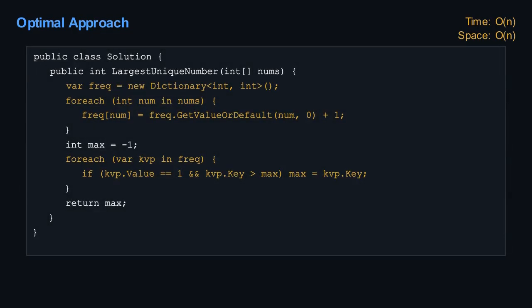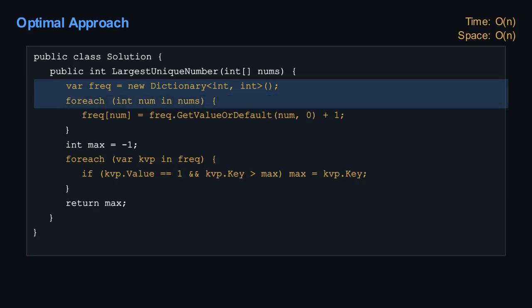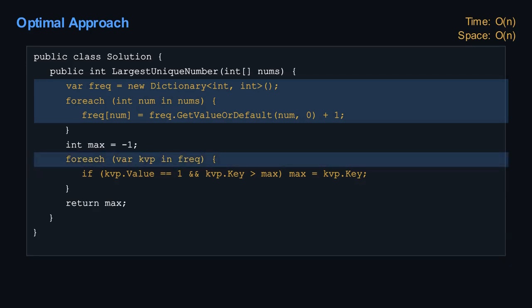The key insight is to stop counting on the fly and count everything first. Use a HashMap to store the frequency of every number in a single pass. Iterate through the array once, updating the count for each value. Once you have the full frequency map, iterate through the map itself. Check which keys have a value of exactly 1. Track the maximum key among those unique entries. This separates the counting phase from the selection phase, eliminating redundant scans.